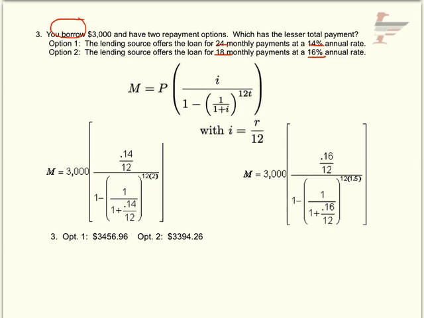And sorry, one other thing I should clarify is with this one, you're going to get a monthly payment. Make sure you take that times the 24 months. You should get that. Take this monthly payment times the 18 months, and you should get that, and you'll still see that that's the lesser total payment, right? Because it wanted the lesser total payment.